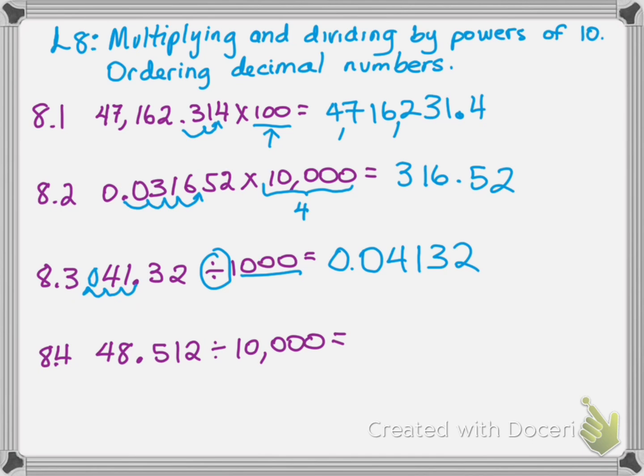Finally, the last example here, 8.4, we have to again divide by 10,000, which is 4 zeros. So we will move 1, 2, 3, 4. So we have to add 2 zeros in our answer. So that would be the answer. Very, very simple. If we multiply, we move to the right. If we divide, we move to the left.